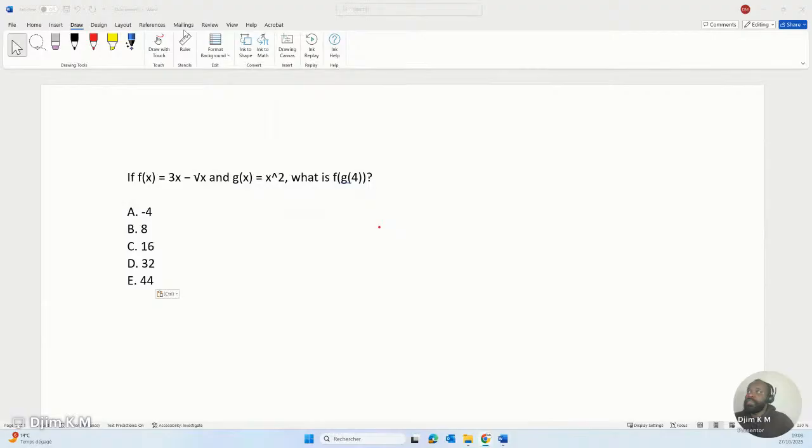Okay, so this one is, let me do this. If f(x) is equal to 3x and g(x) is equal to x squared, what is the value of this one?